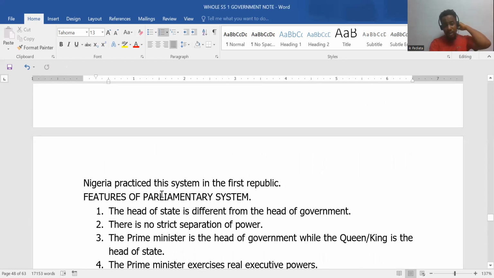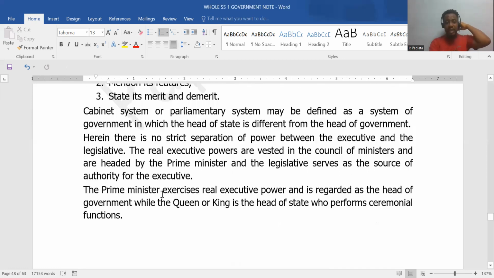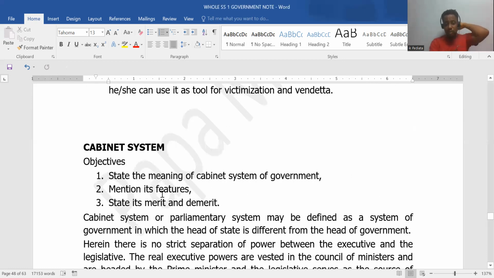So we looked at the meaning of the cabinet system of government. We looked at its features. We looked at its merits and demerits.